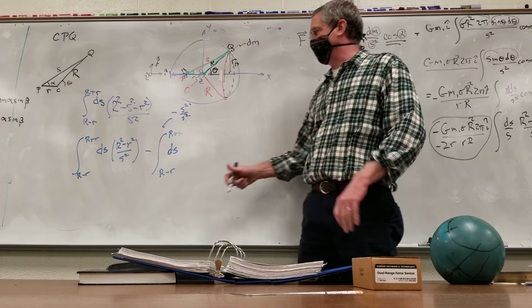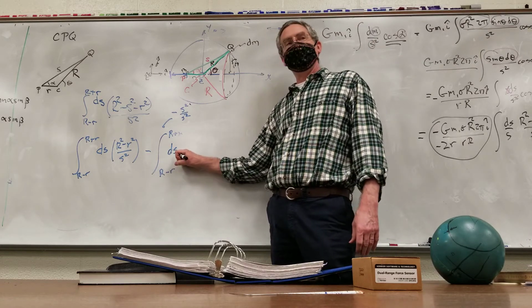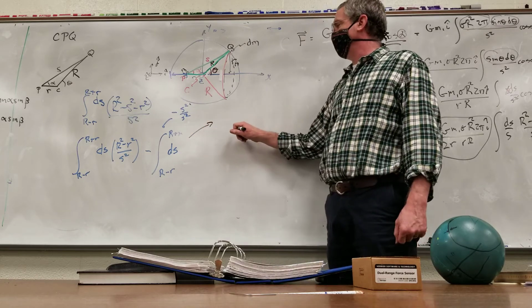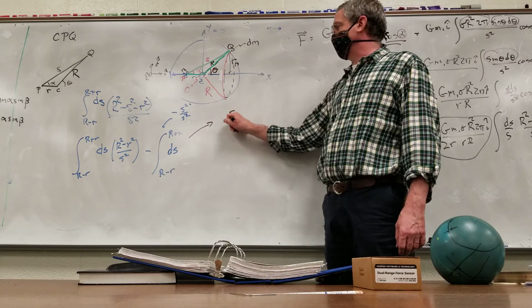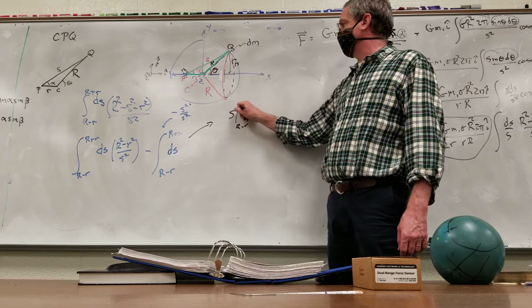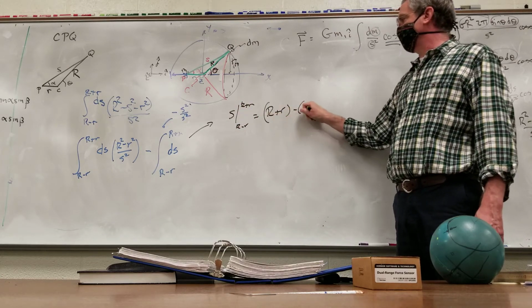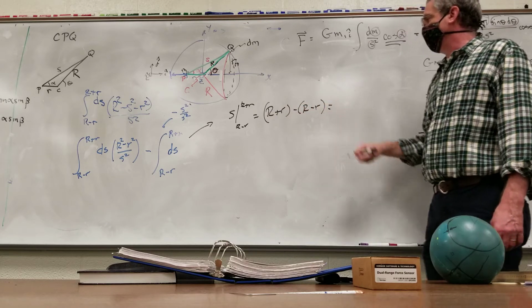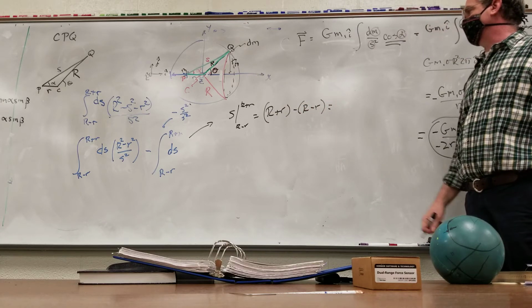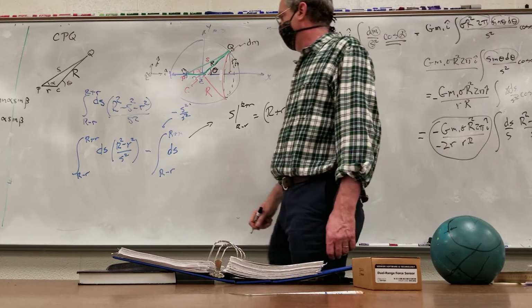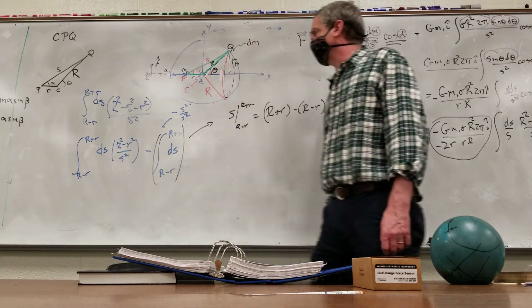Now let's do the easy one first. What is this integral equal to? Big R plus r minus big R minus r. So we're left with s from R minus r to R plus r, which is R plus r minus R plus r, which is 2 little r. So that's this piece right there.